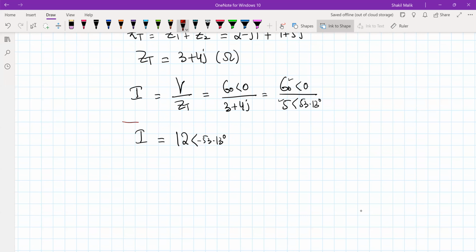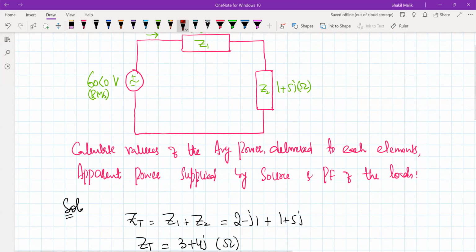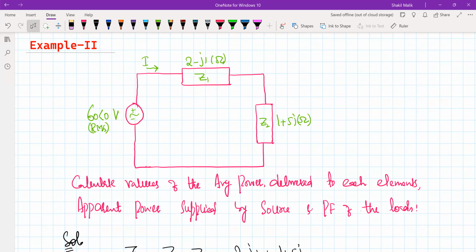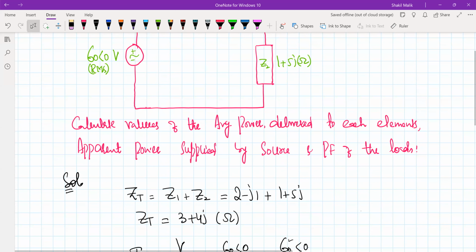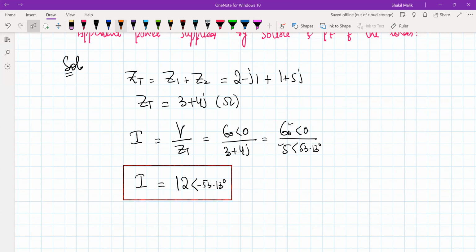So this is the total current flowing through these elements, or you can say this is the current supplied by the source to this series circuit. Now, if the voltage is in RMS, the current will also be in RMS. So this is in amperes and is the RMS value of this current.